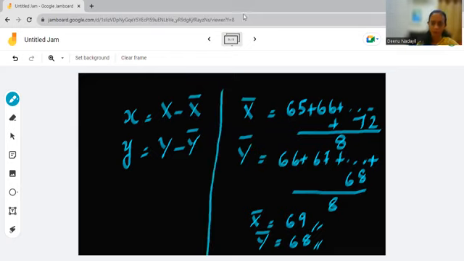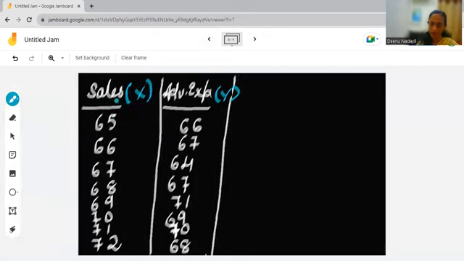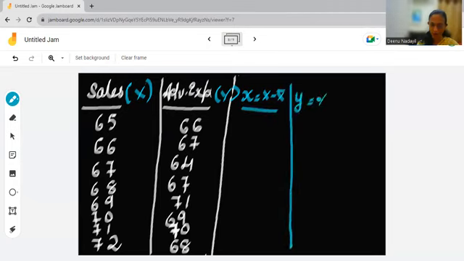Now we'll come to our problem. Here we have X and Y. What we want is small x. Small x is equal to X minus x bar. This is our formula. And small y equals capital Y minus y bar. So we need to find small x and small y. First we will find small x and small y, then we will proceed.